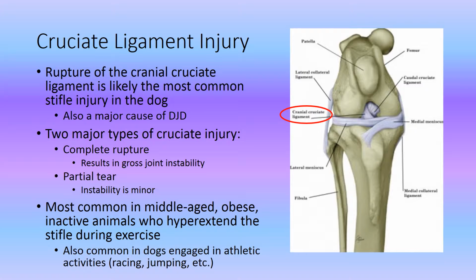There are two major types of cruciate injuries: a complete rupture, where the joint is now completely unstable, or a partial tear, where there's going to be instability. Most common in middle-aged, obese, inactive animals who hyperextend the stifle during exercise. Very common in dogs that do athletic activities like running, jumping, flyball, all that kind of stuff.